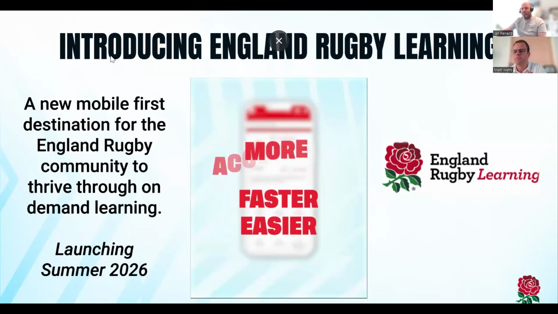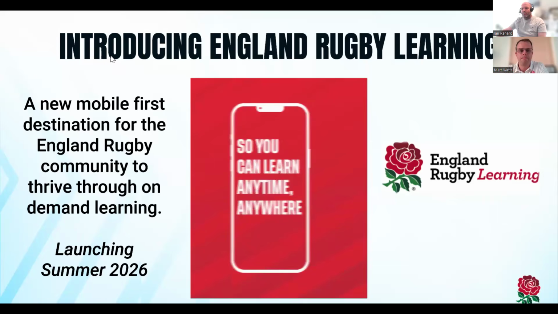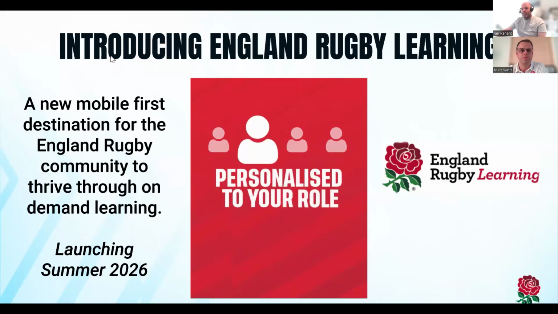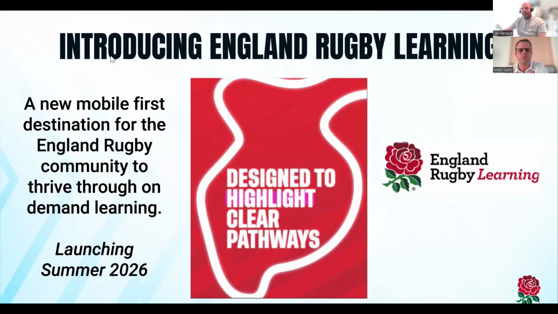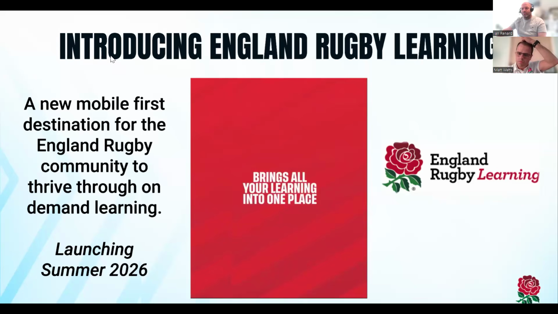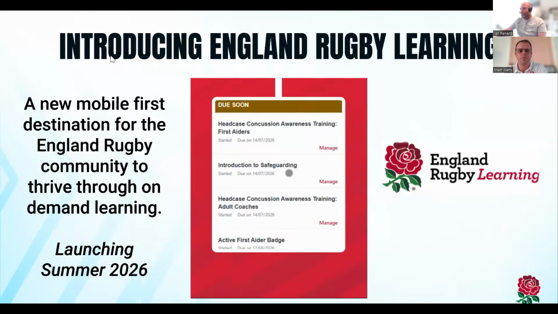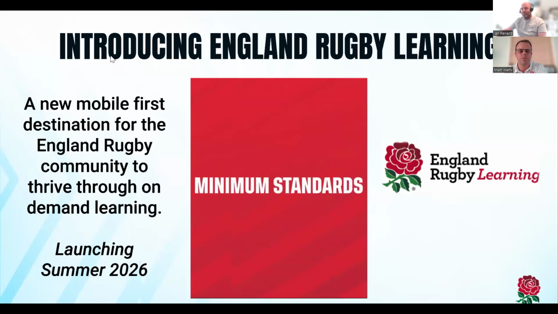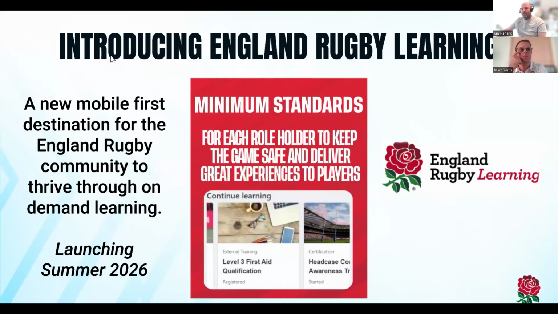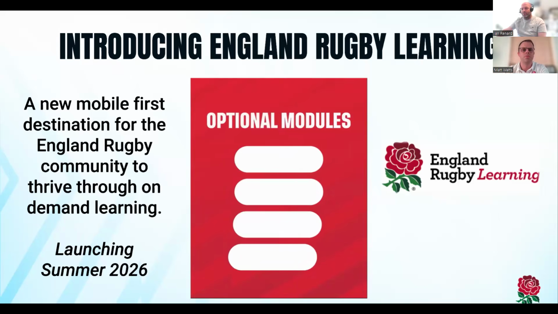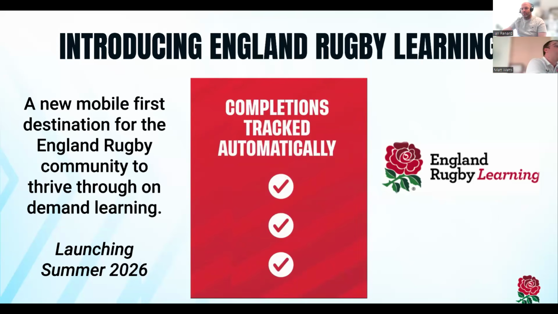accessible for everyone. England Rugby Learning is mobile first, so you can learn anytime, anywhere, personalised to your role, experience and who you coach or referee. It's designed to highlight clear pathways and show what you need to do next. The platform brings all your learning into one place with clear starting points and personalised recommendations, minimum standards for each role holder to keep the game safe and deliver great experiences to players, optional modules to help you grow in areas that matter to you, completions tracked automatically and linked to your GMS profile.